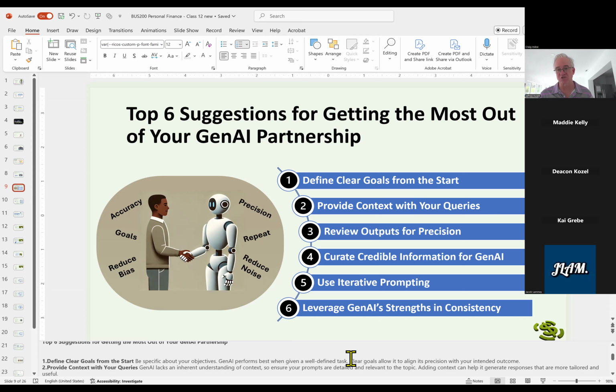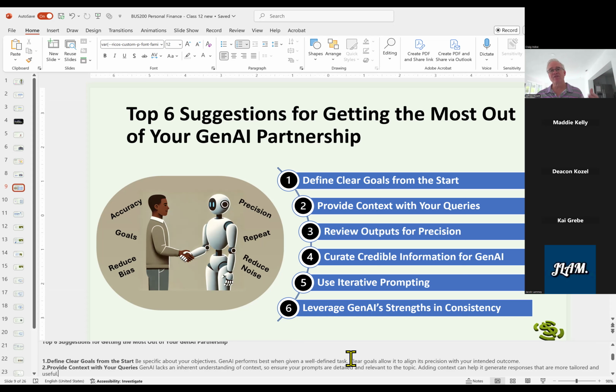It doesn't know your goals. It's not sentient in that way. It doesn't understand the whole notion of a goal, at least not yet. Okay. So you have to own that. Being really clear about those goals, that's on you. That's the dude on the left there, right? Being clear about goals.